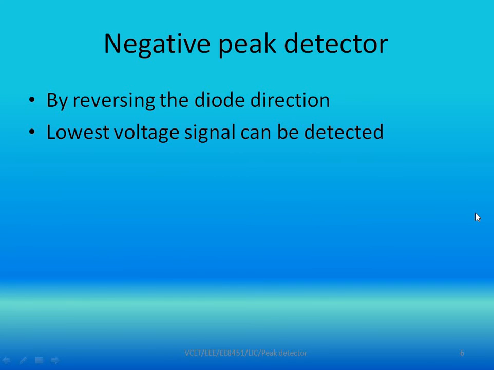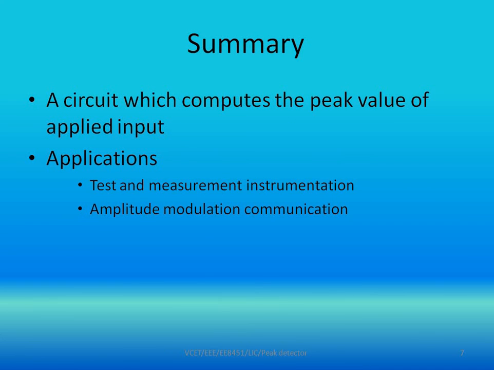The same circuit can be used for detecting the negative peak also. The thing that you have to do is just reverse the direction of the PN junction diode which was connected in the positive peak detector circuit. By reversing the diode direction, you will be able to find the lowest voltage signal in the circuit.